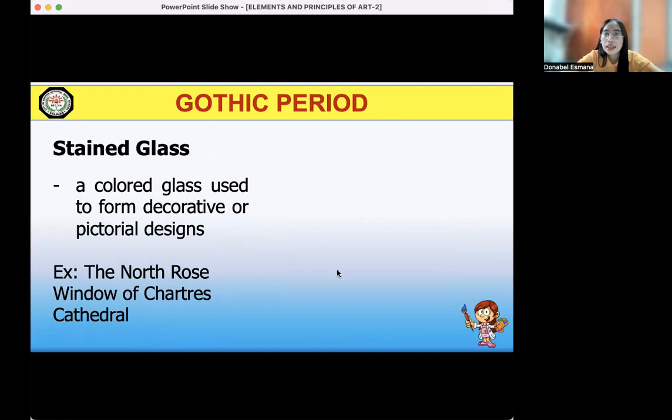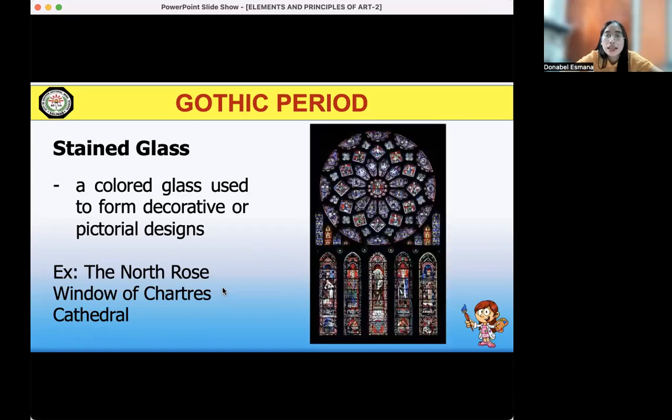That is a colored glass used to form decorative or pictorial designs. So a glass colored or stained by using metallic oxides into it, no? And ginagamit siya for decorative applications kagaya sa windows. So the example is this one. This is what we call the North Rose window of Chartres Cathedral in France. And this is found in cathedrals and churches, sa mga simbahan.